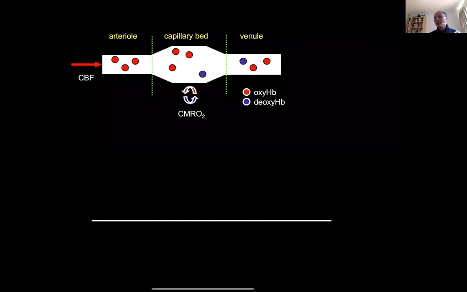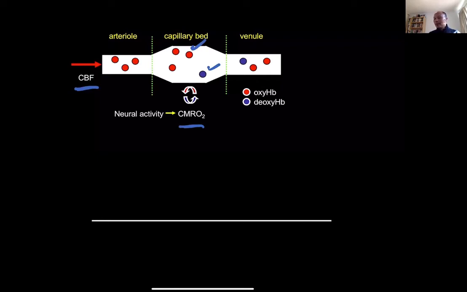This is a cartoon that one of our grad students made up many years ago, trying to summarize what's going on. So we have CBF delivering oxygen and CMRO2 using oxygen. Red here is oxygenated oxyhemoglobin, and the purple represents the deoxyhemoglobin.